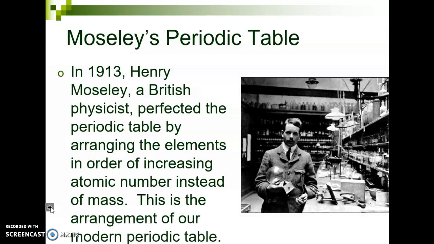Later on, in 1913, Henry Moseley, who was a British physicist, perfected the periodic table by arranging them by, not mass, go ahead and box that in. Moseley arranged it by atomic number, which is the number of protons, which is how we get the modern periodic table. So if you check out my periodic table on the wall, that is Moseley's table. Not Mendeleev's, that's Moseley's table. The one we see on shirts and shower curtains and all over the place.